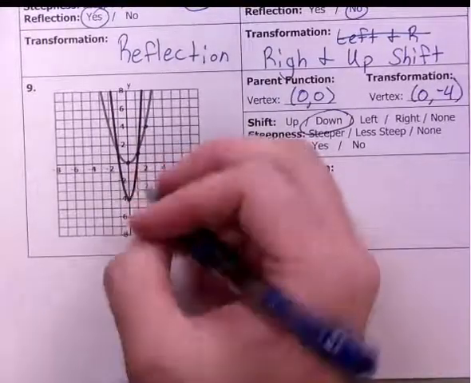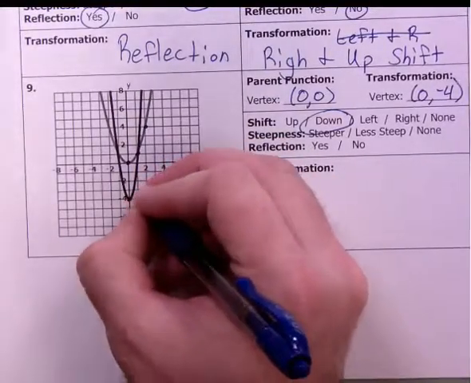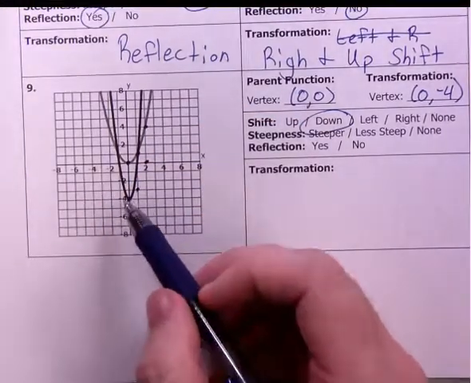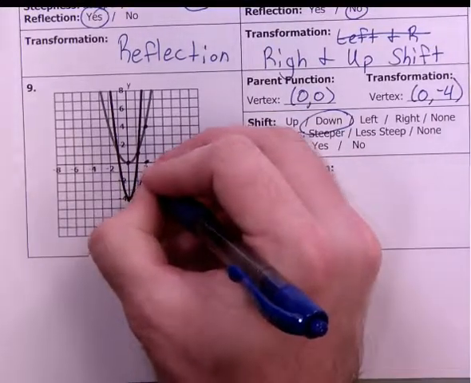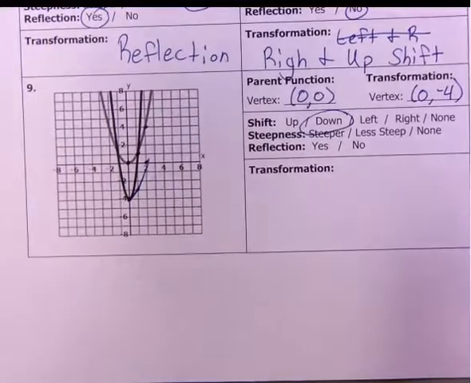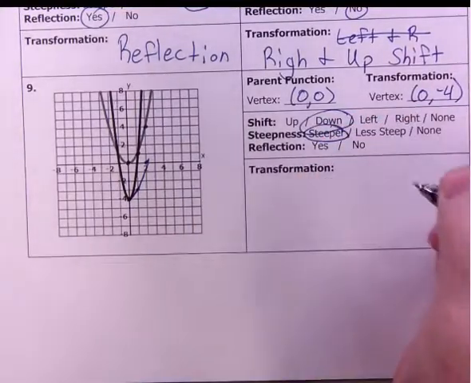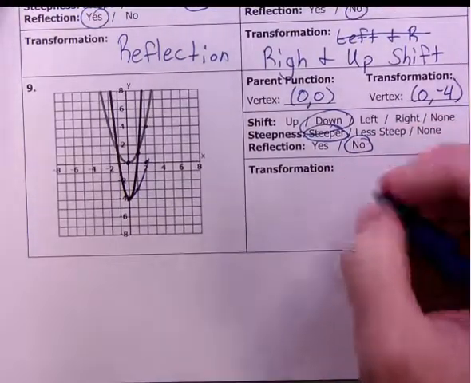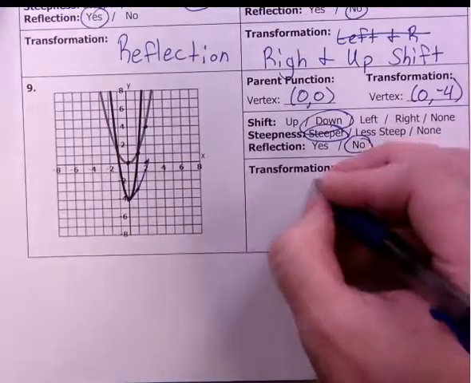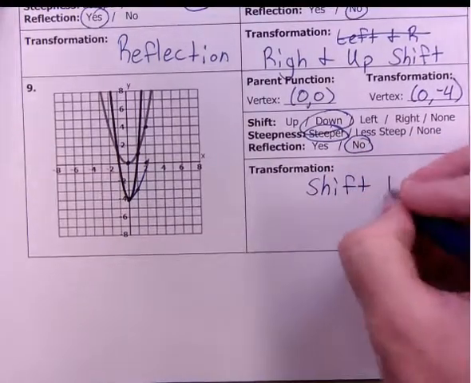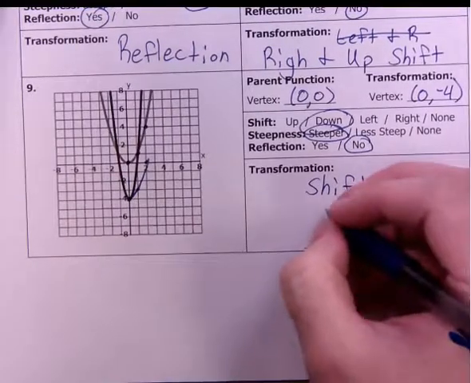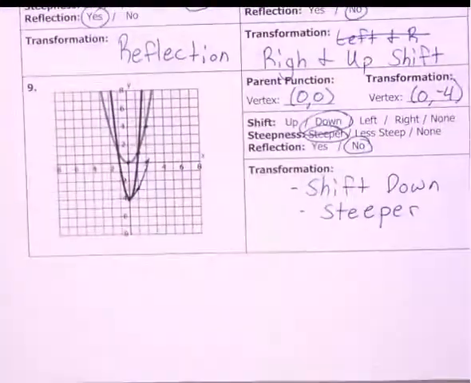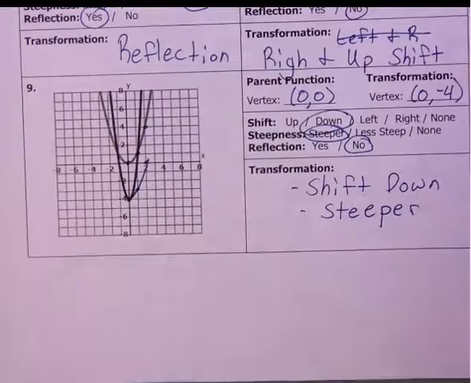Now when it comes to steepness, this is what we're looking for. 0, 0, over 1, up 1, over 2, up 4. Now you can see that your new line is clearly inside of your old line. Like if I was to attach these points, it's inside of that one. So it's going to be steeper. They're still going in the same direction, so no reflection. So our transformation here would be shift down, and then it's going to be steeper. And that is graphing quadratic transformations.